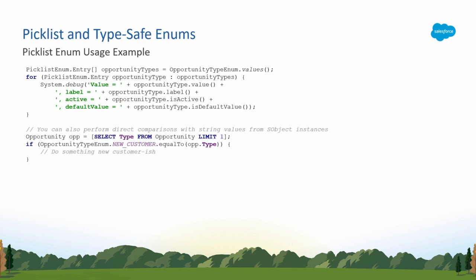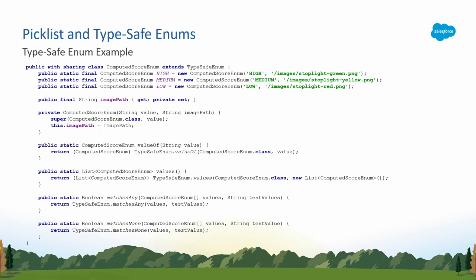What is the symbolic value? What is the user-facing label? Is this an active entry? And is it the default value? And you can also do all types of strongly typed comparisons. You can go out and say, is this symbolic constant equal to this value I just pulled off of this object? Is it not equal to? It also has ones like matches any, matches none. Is it in this set effectively? So really easy to work with in a strongly typed way with Picklist fields in Apex.